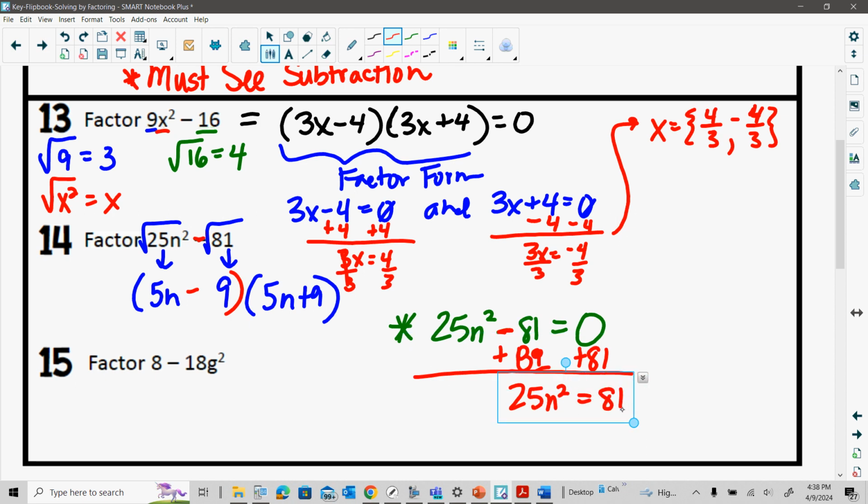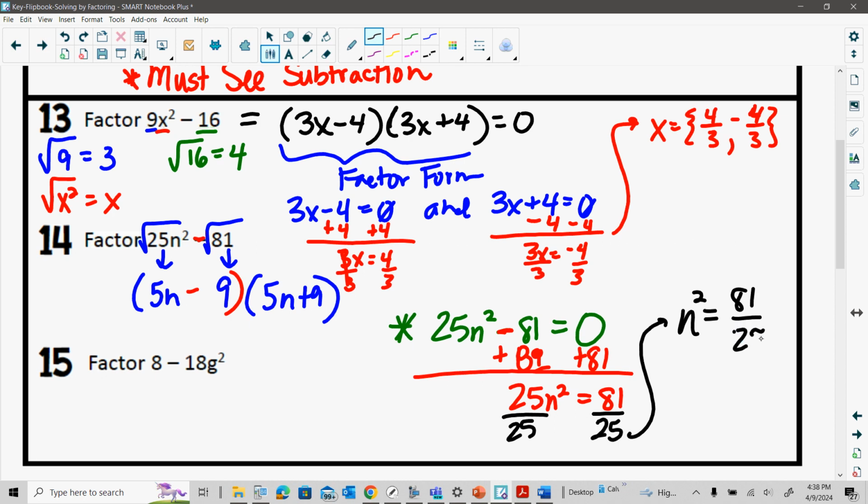equals 81. Then, to get the n squared by itself, means I would just get rid of the coefficient. So that's divided by 25. Okay. And that would give me n squared equals 81 over 25.